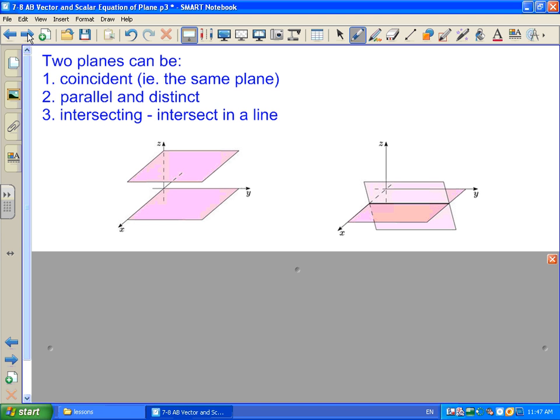So you see a picture here of parallel and distinct planes. You see a picture here of 2 planes that are intersecting, and when 2 planes intersect, their intersection is a straight line. Now these 3 possibilities are completely analogous to what we had when we did the intersection of 2 lines in 2 dimensions, way back in grade 10, right?